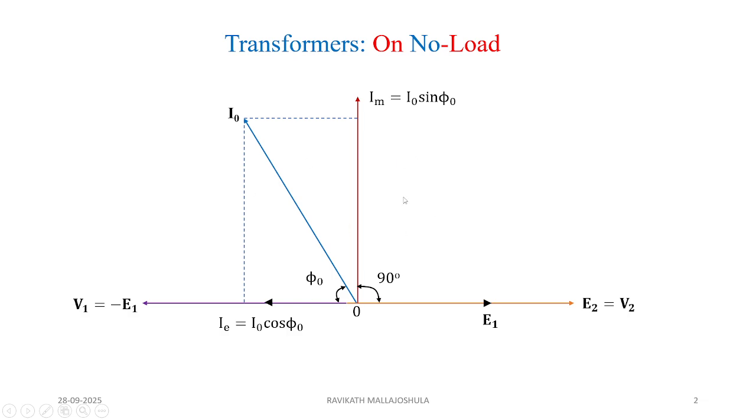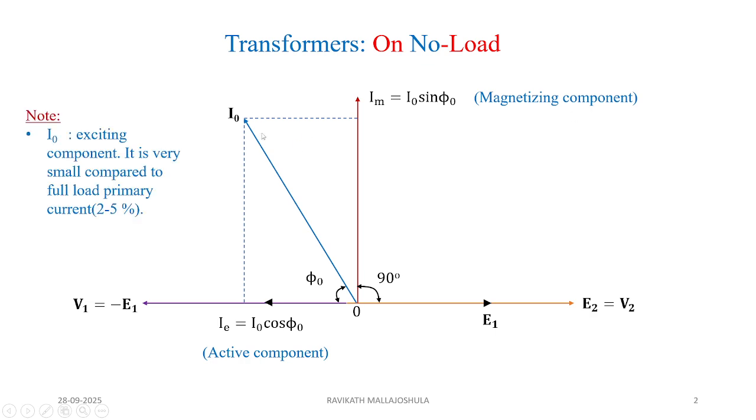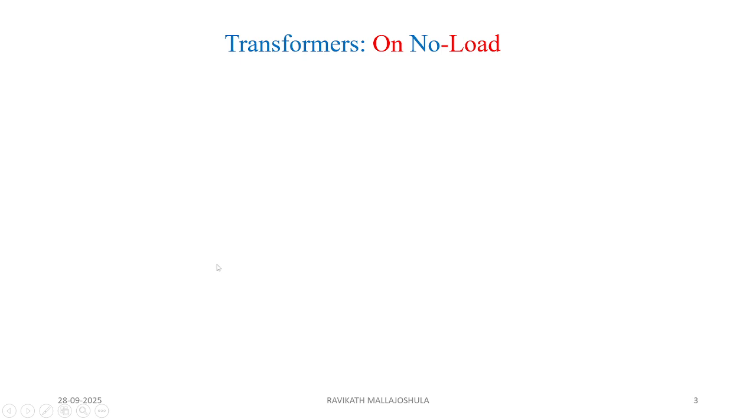So what we can understand is that a no load current is a composition of an active component and a magnetizing component. What exactly is I0? I0 is nothing but the exciting component. It is very small compared to the full load primary current, almost equal to 2 to 5% of the full load primary current value. And I0 square R1 is a loss in the core, which is very small and can be neglected also. So these basics you should know before we understand the actual transformer on load conditions.